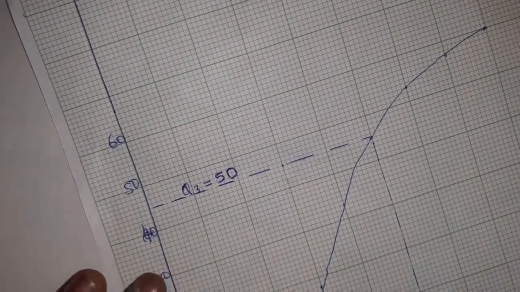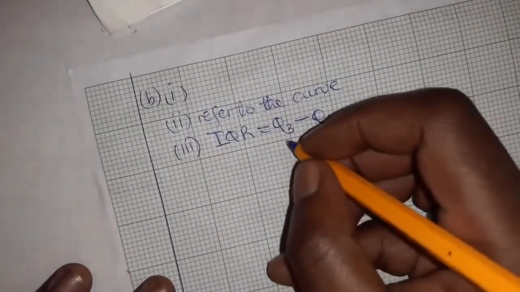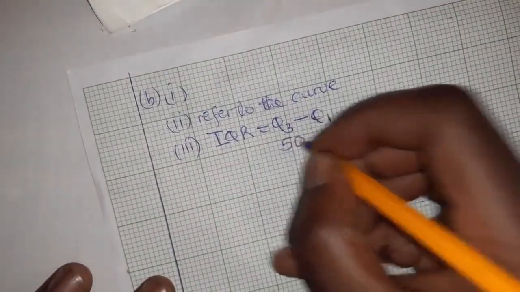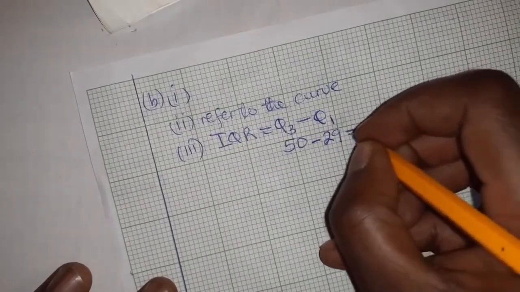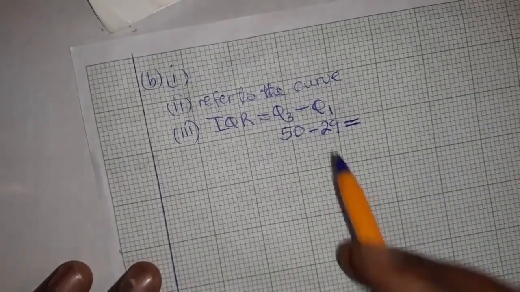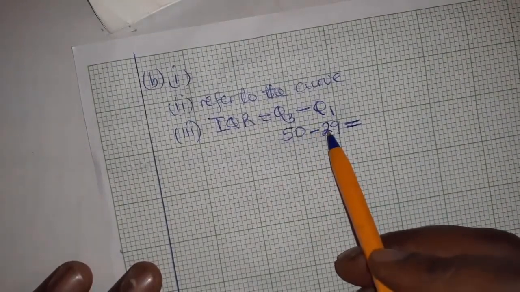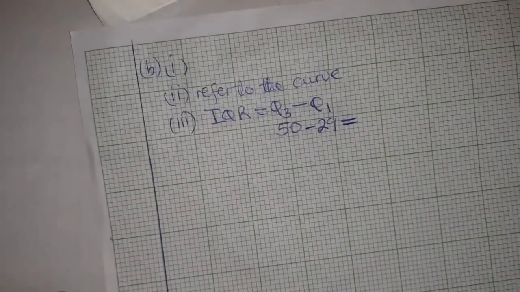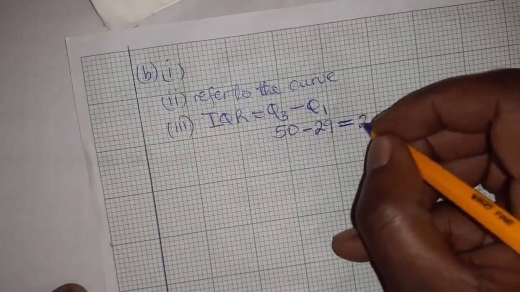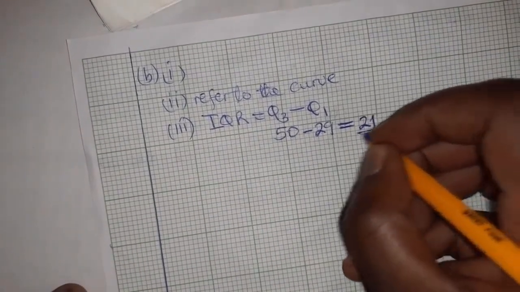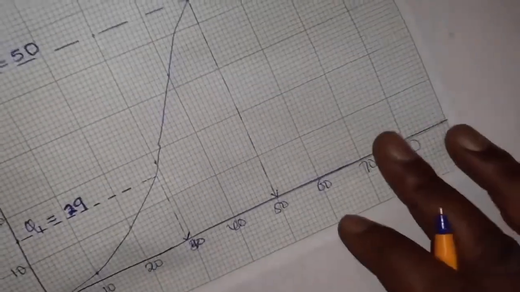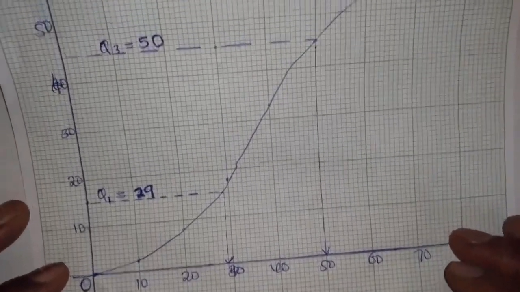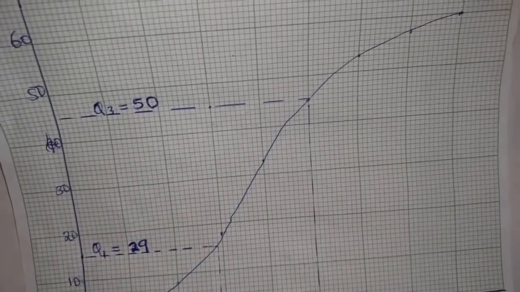Now here our Q3 is what? 50. And our Q1 is what? 29. What do we get? You don't put 45 and 15. Take note of that. You get 21. 21 is going to be our answer. So you get 6 marks from this work. Also on the graph, on the standard deviation, you get 6 marks. So we are going to question 10.